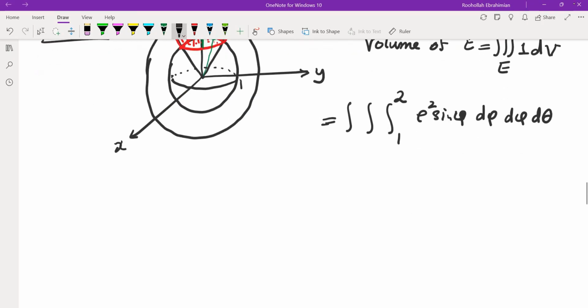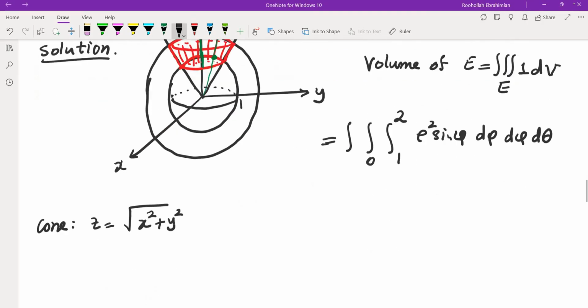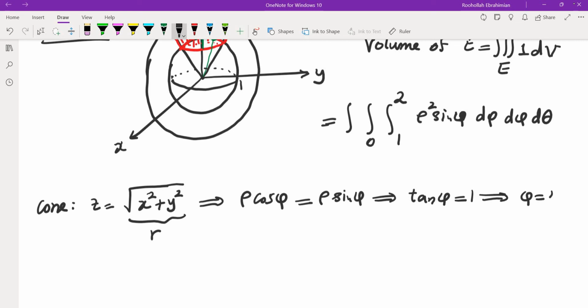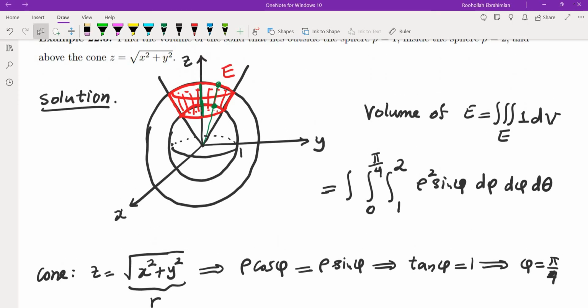It is on the cone. So it would go from 0 to the cone. So the cone is z equals root x squared plus y squared. That's what they gave us. So we can write this down as rho cosine of phi, that's z, and this is r. So we can replace that with rho sine of phi. So this gives us tan of phi equals 1, which means phi is pi over 4. So the smallest value of phi is 0, and the largest is pi over 4.